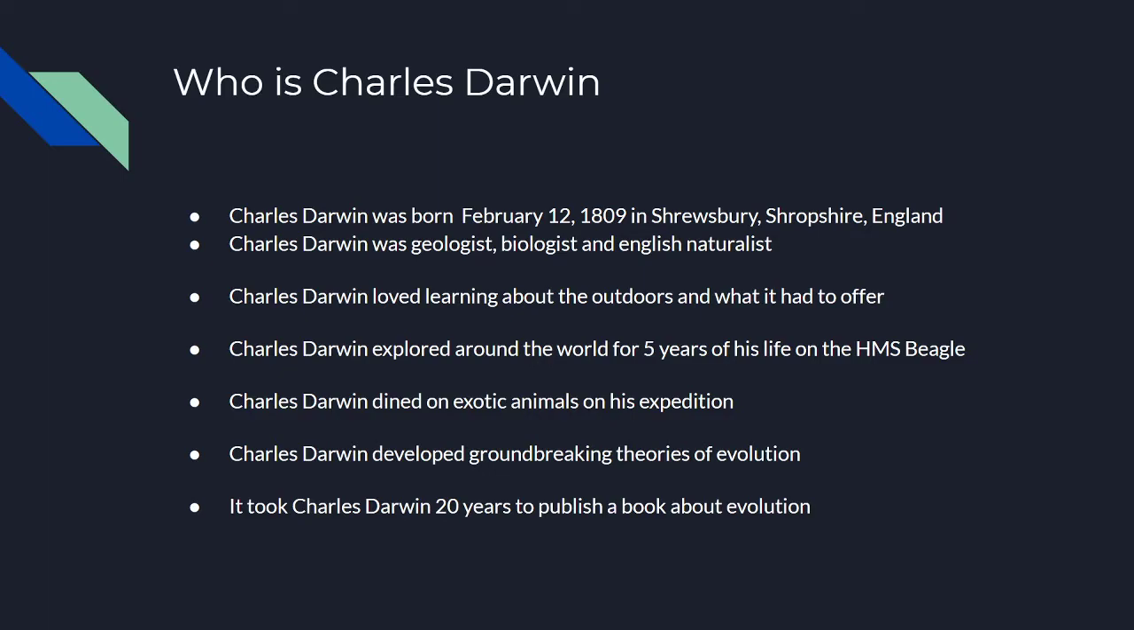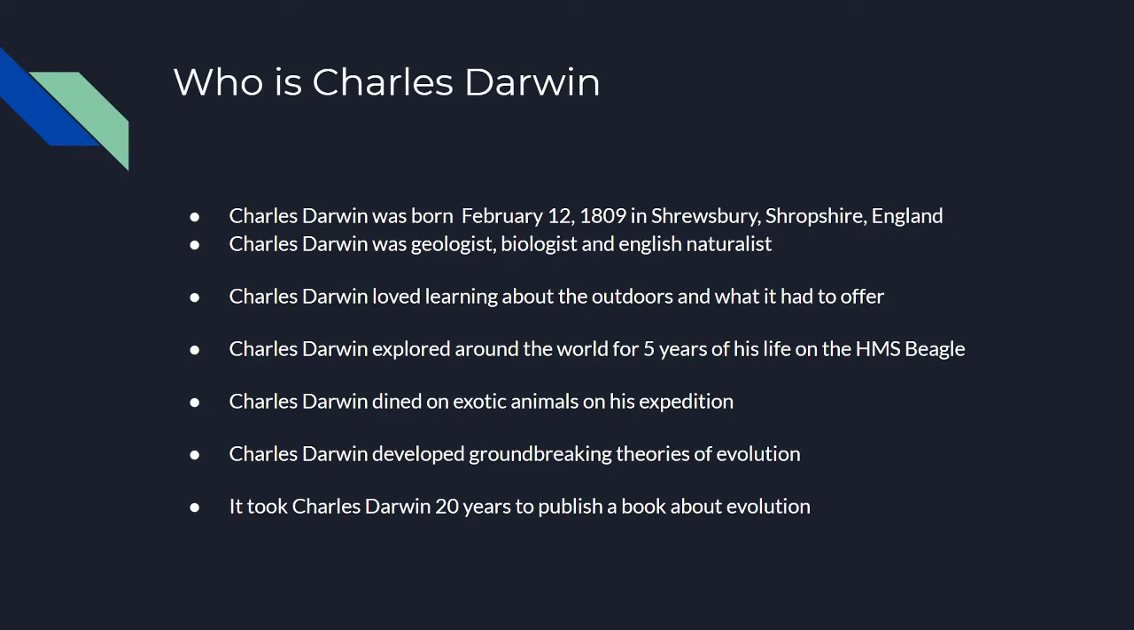For my birthday polynomial project, I chose Charles Darwin. Some of you might know Charles Darwin, you might not, but I'm going to tell you some facts about him. Charles Darwin was born February 12th, 1809, in Shrewsbury, Shropshire, England. He was a geologist, a biologist, and an English naturalist.